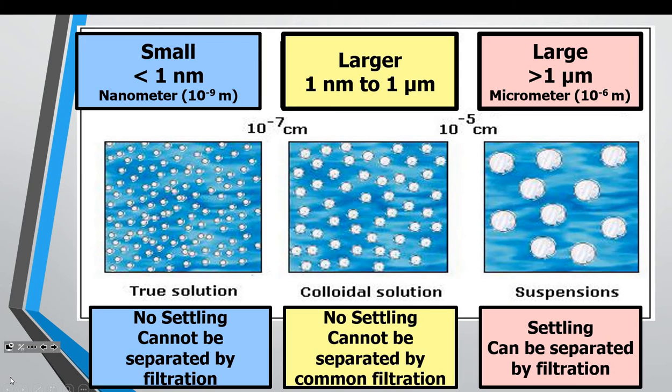But if I get too big with a suspension, I can see it with a really low-powered microscope, or even sometimes with bare naked eye, like in that dirt solution. And I'm going to get a settling out. I can filter it. The other two I can't filter. Now, it's set up on the colloid by a common filtration method. There are filtration methods that we can get it to separate, but they're very extensive. You have to use column filtration as one of the possible ways to filter it.